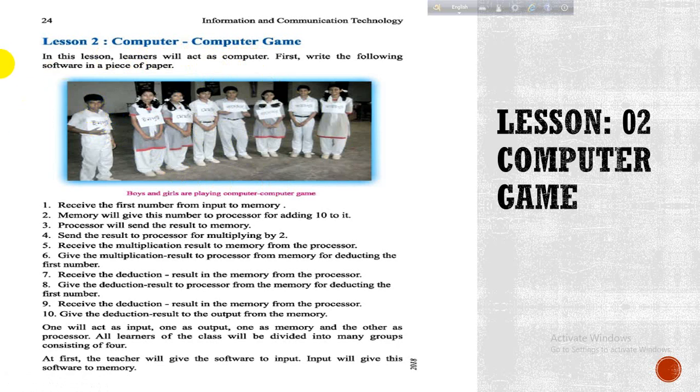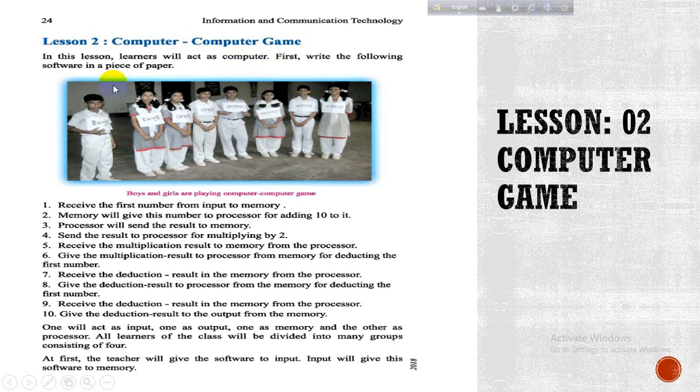For example, here one is input, another one is input, another is memory, another also memory, another is processor, another also processor, and another is output, and another output. So there are two inputs, two memories, two processors, and two outputs. In total there are 8 students. They are playing as a computer.